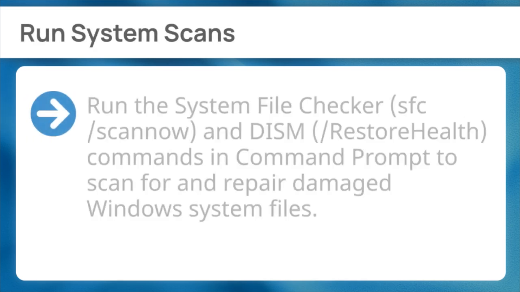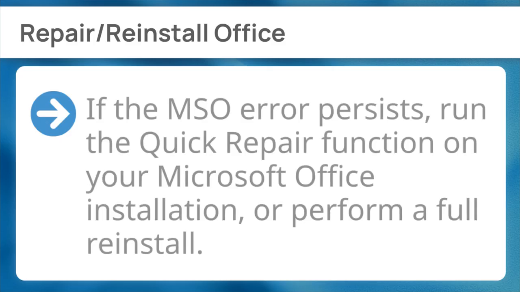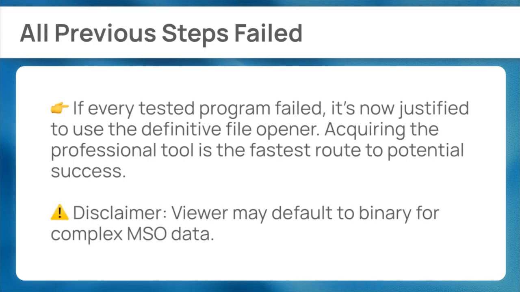Next, run system scans. Run the System File Checker, sfc /scannow, and the DISM /RestoreHealth commands in command prompt to scan for and repair damaged Windows system files. Finally, repair or reinstall Office. If the MSO error persists, run the quick repair function on your Microsoft Office installation or perform a full reinstall.